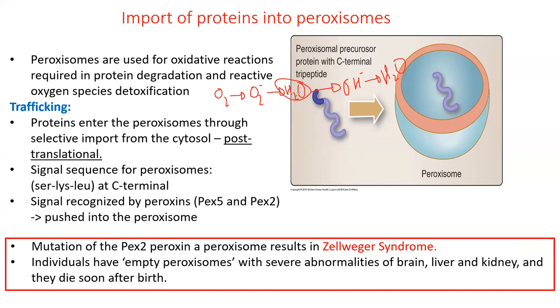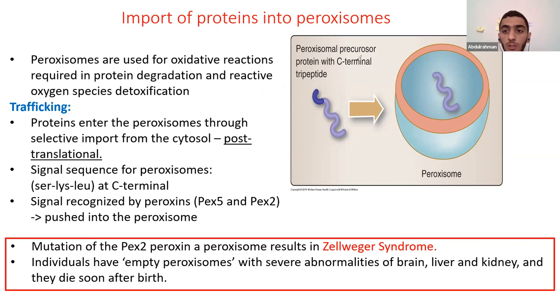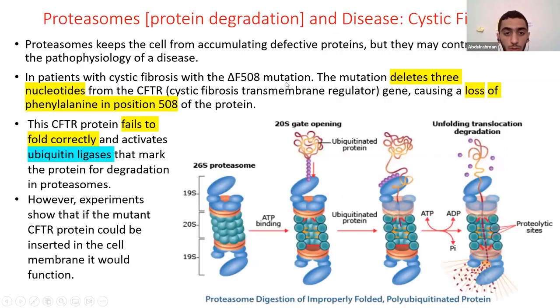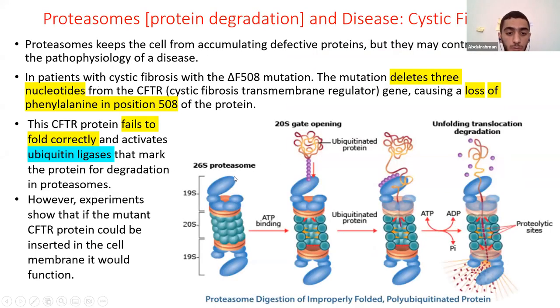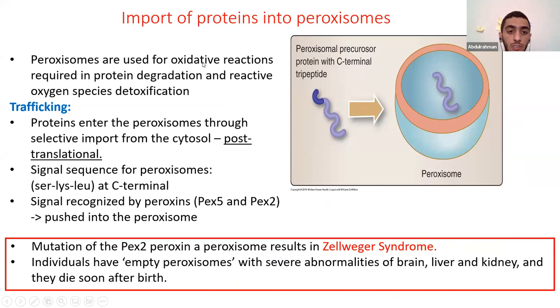Okay, I get it now, thank you. It's not related to what happens in the proteasome. I think I made a mistake, at first I was relating them together. No, it's not related. Proteasomes are just for breaking down the proteins. Peroxisomes are for oxidative reactions, to degrade the reactive oxygen species.